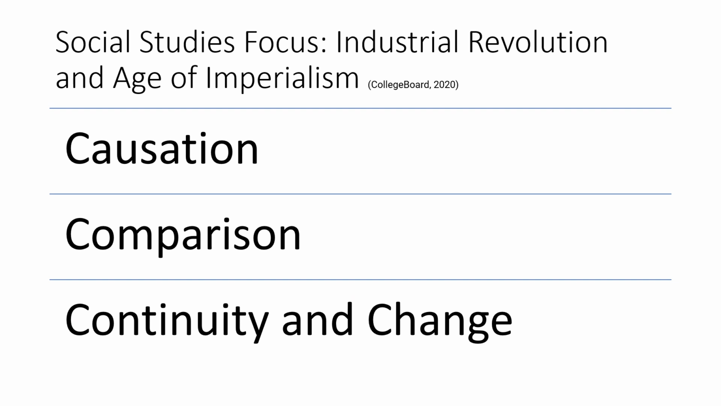So, from a social studies focus, the Industrial Revolution, the Age of Imperialism, regardless of whether students are in an AP class or not, we're trying to build these historical reasoning skills of causation, comparison, continuity, and change. These skills of being able to assess changes over time, comparing what's going on in different parts of the world in different situations, and what's causing things to happen.